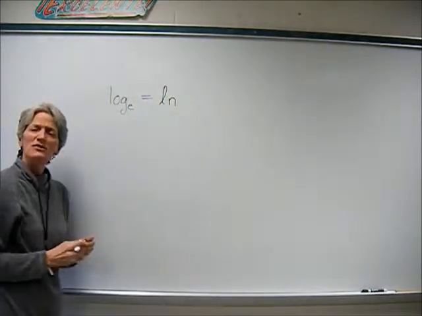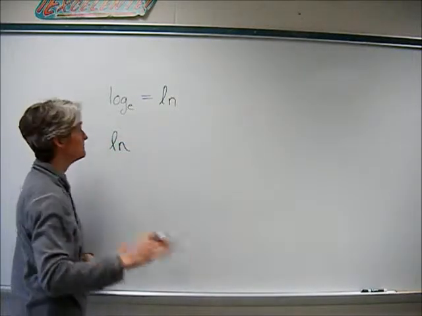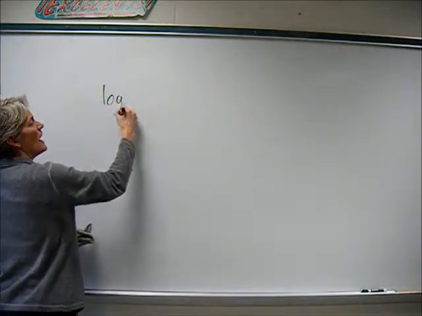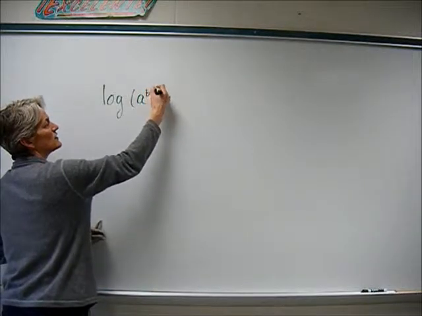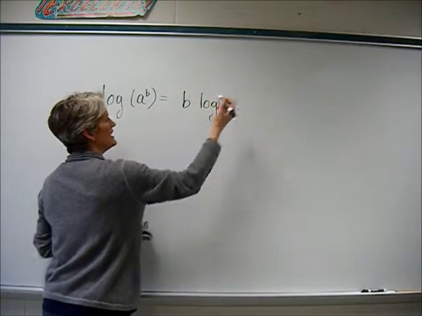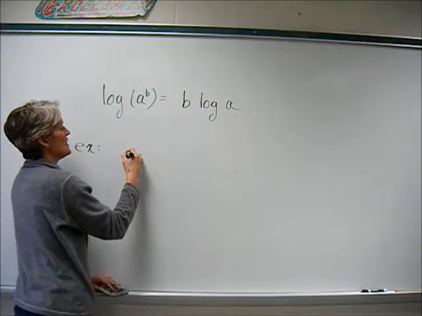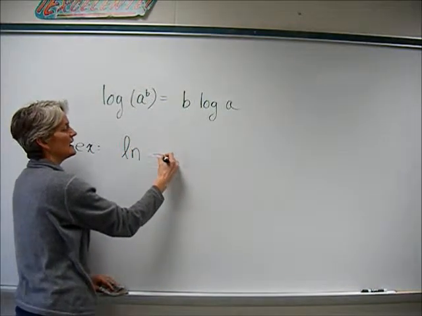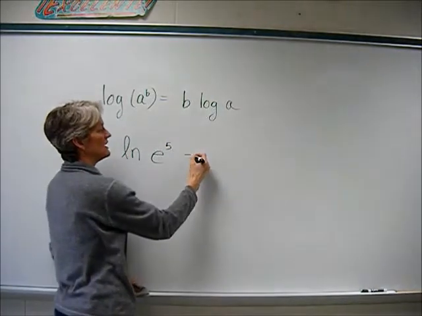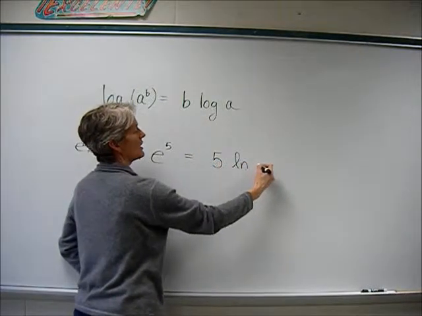So let's demonstrate the power property. In other words, the log of a raised to something is equal to that exponent times the log of a. Let's do an example of that with natural logarithms. So let's say the natural log of e to the 5th. Well, that should equal, according to this rule, 5 times the natural log of e.